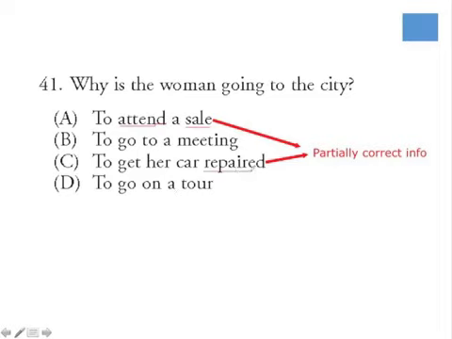Getting a car repaired, again, we did mention a car. We did mention something being repaired. So part of the information is correct, except for the fact that the car is not being repaired. It was the highway that was being repaired.